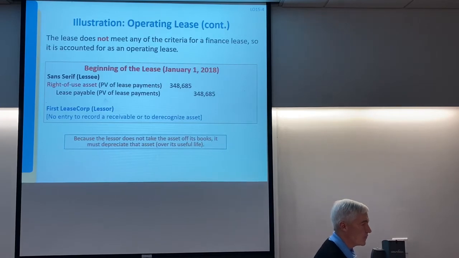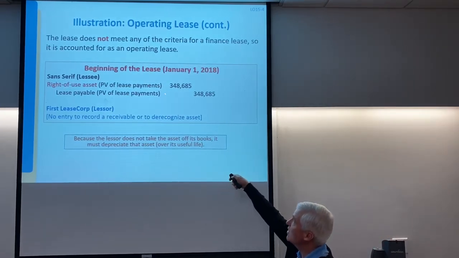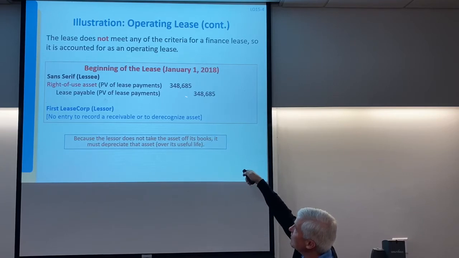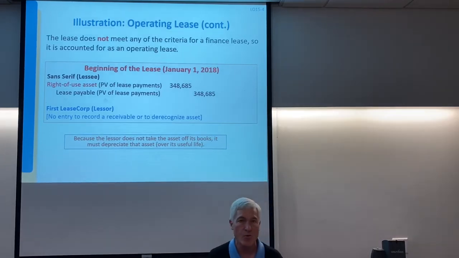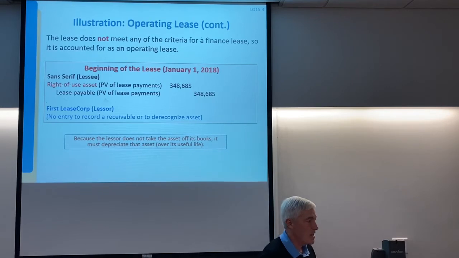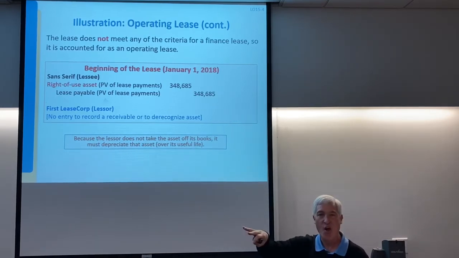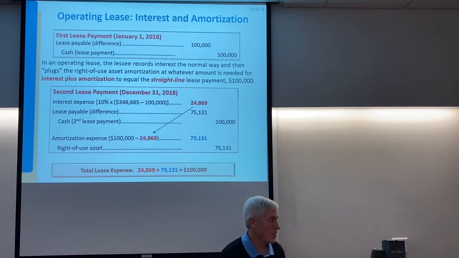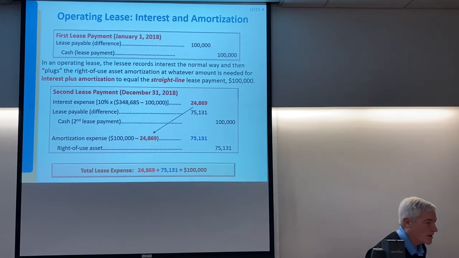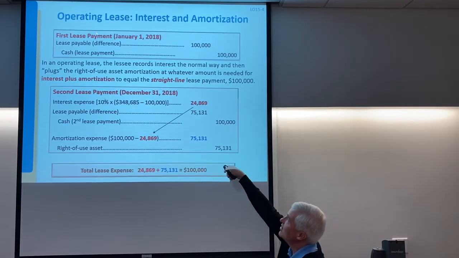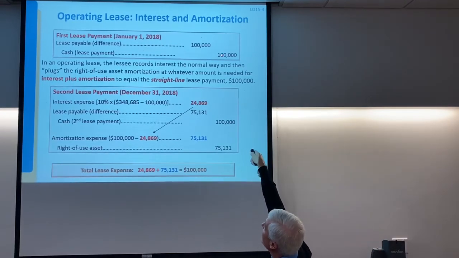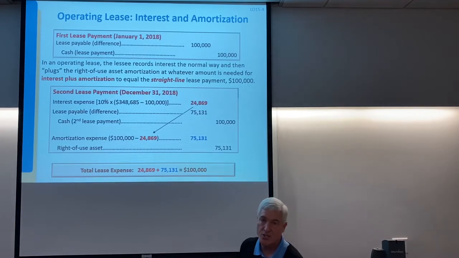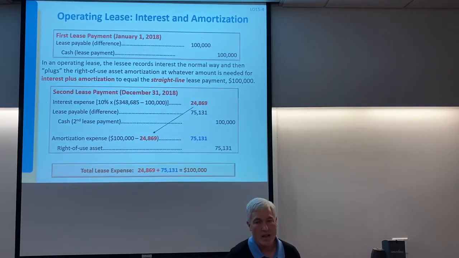And so the first entry is still the same. The company is going to debit right of use asset and credit lease payable for $348,000. Keep in mind, lessor, no entry at all. They're only going to record their lease revenue as they always have done. Now this is where it gets complicated. The first payment is the same: $100,000 reduction in the lease payable and cash. So that entry doesn't change, operating lease or finance lease. Again, we're only talking lessee here.